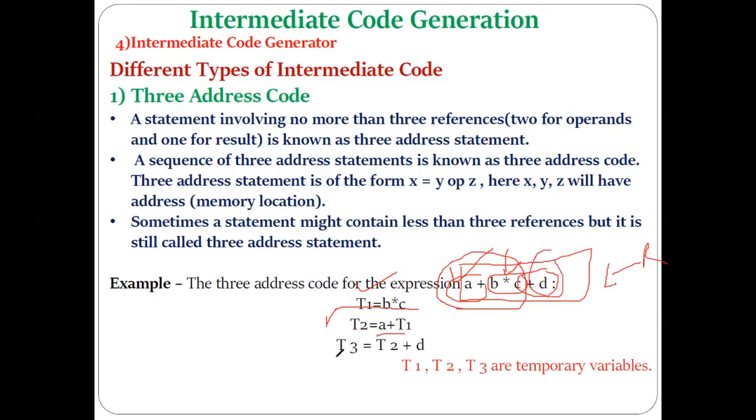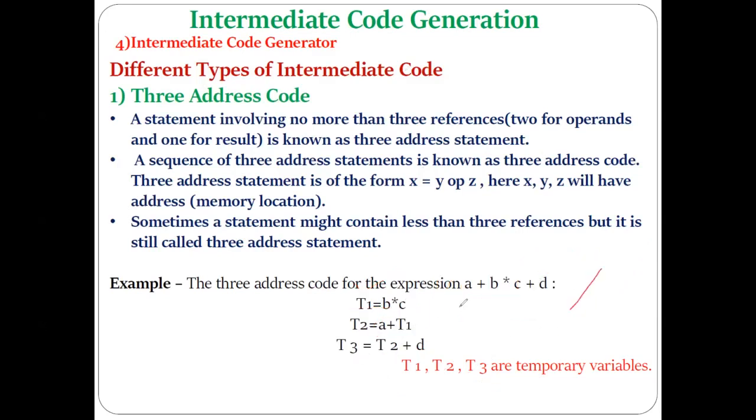Lastly, we take another temporary variable, t3 = t2 + d. This three address code contains the result of the whole expression. t2 is nothing but this part, and d is the last operand. Here you can see t1, t2, t3 are all temporary variables. For this three address code you can have three representations: quadruple, triple, and indirect triple. How to generate them, I already told you last time.